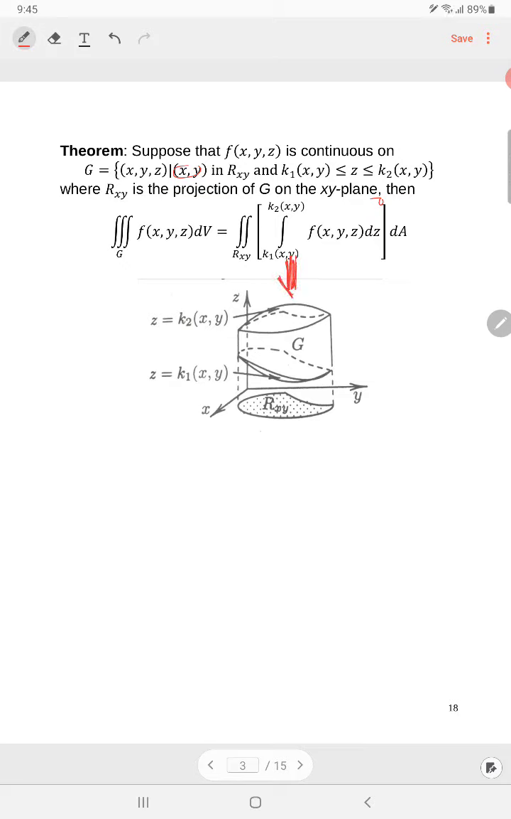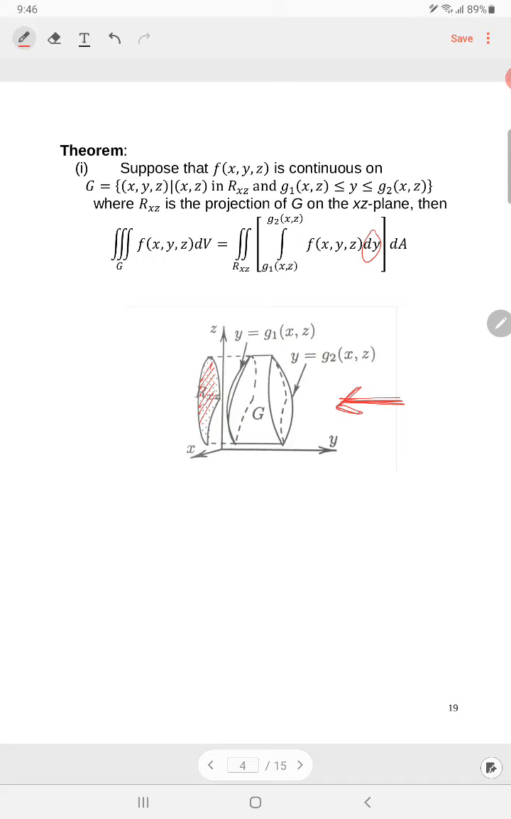So here we have a solid. Here we're going to project our solid G. So it's like putting a torchlight on the right-hand side. So here the projection of your solid G would be on the xz plane. Then you need to integrate with respect to y first. In this solid, it has a right surface and a left surface.